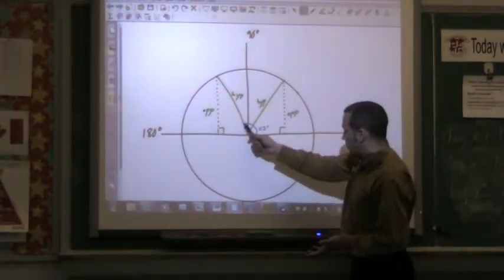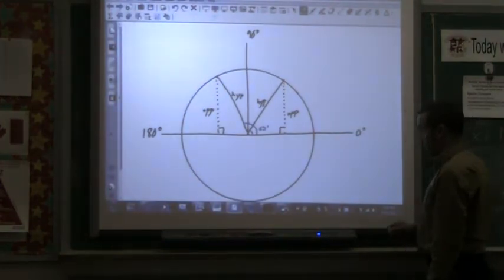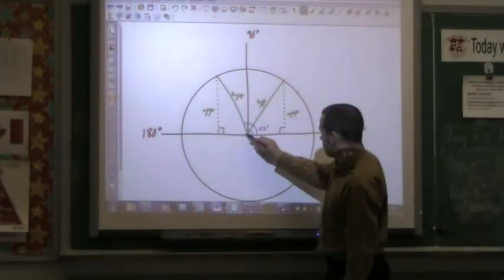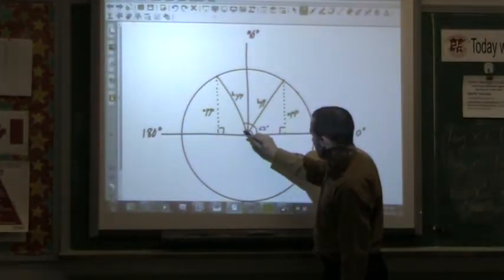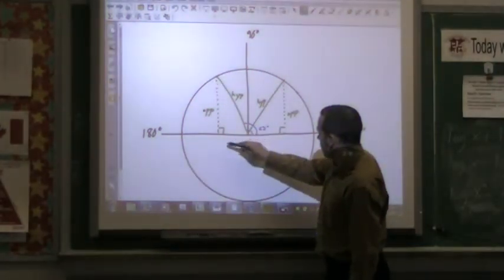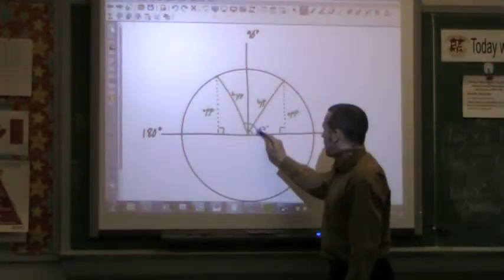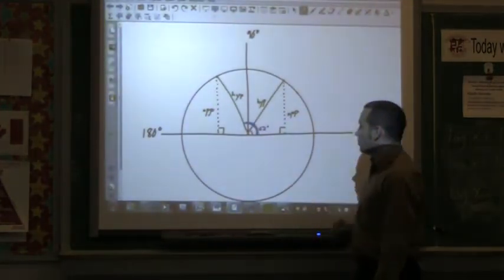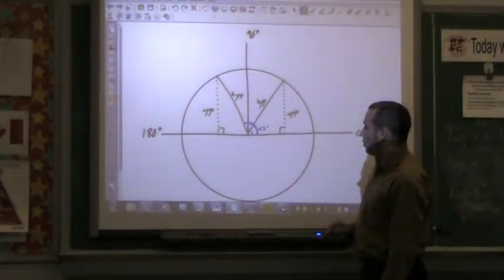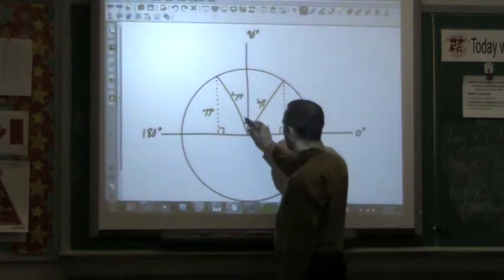So you say, well, what is that angle? How far away from zero is that? Notice this is 62, so this angle right here is also 62. So it's 62 degrees away from 180. So this angle is 180 minus 62, or 118 degrees.